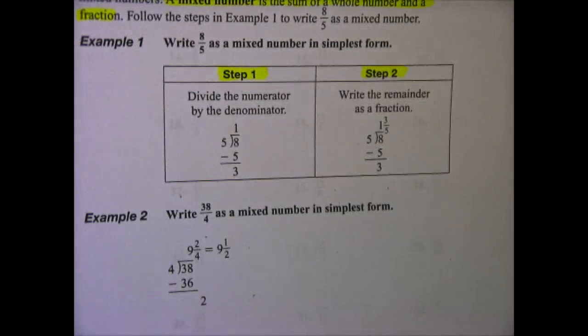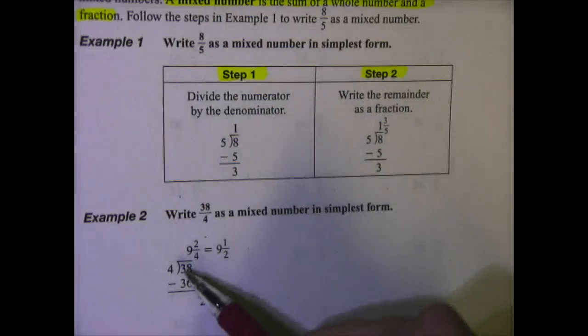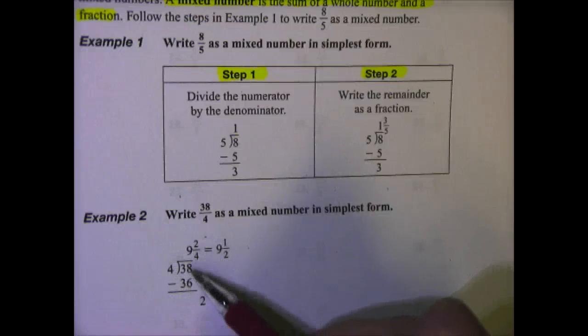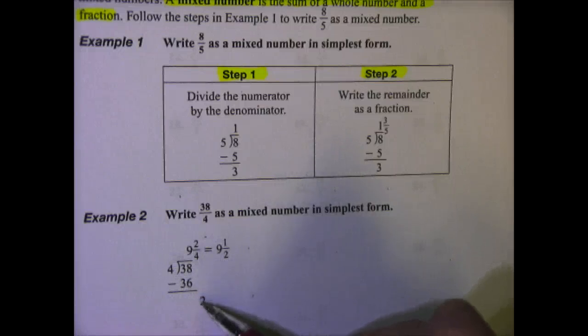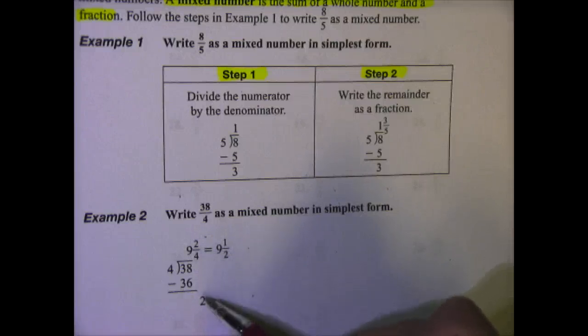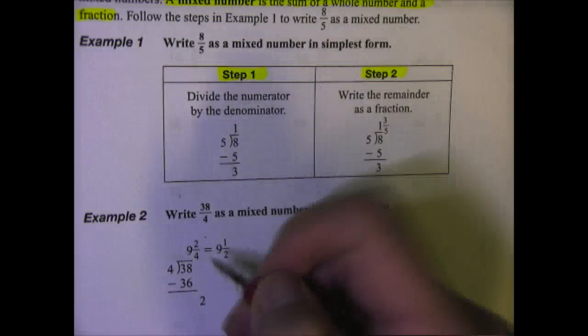Example 2, 38/4 or 38 over 4, written as a mixed number in simplest form. We're going to take 38 divided by 4. 4 goes into 38 9 times. 9 times 4 is 36. 38 minus 36 is 2. So we have 9 and 2 over 4. So 2 is the remainder. It goes in the numerator.